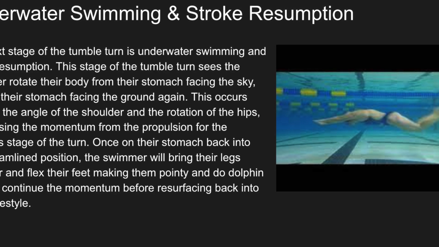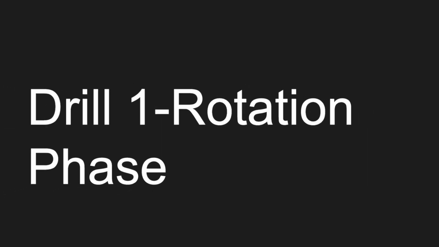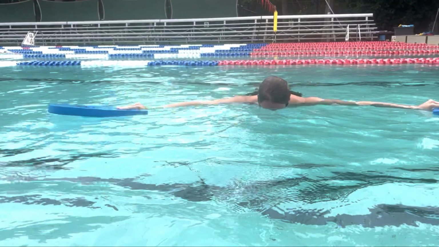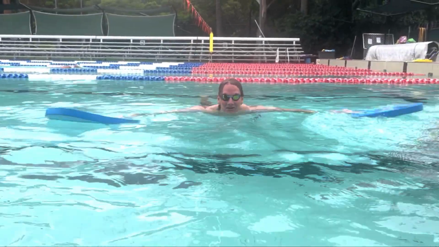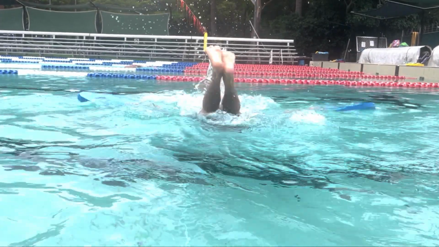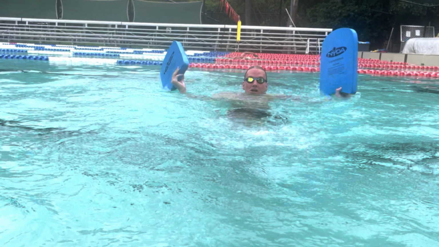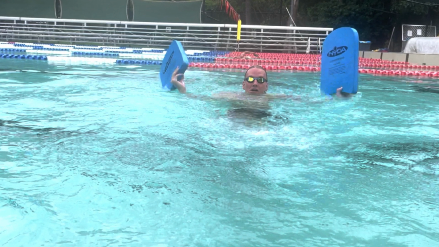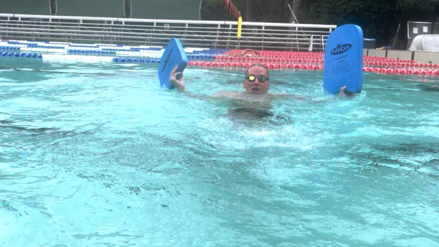Drill 1. The first drill to improve the tumble turn is to progress the movement of the turn by the use of 2 kickboards. For this to work, the swimmer must lay horizontally within the water, with their arms fully extended, creating a T-like pose within the water. The next part of the movement sees the swimmer tuck their head into their chest, and then follow this by bringing their knees into their chest, creating a tuck-like position.